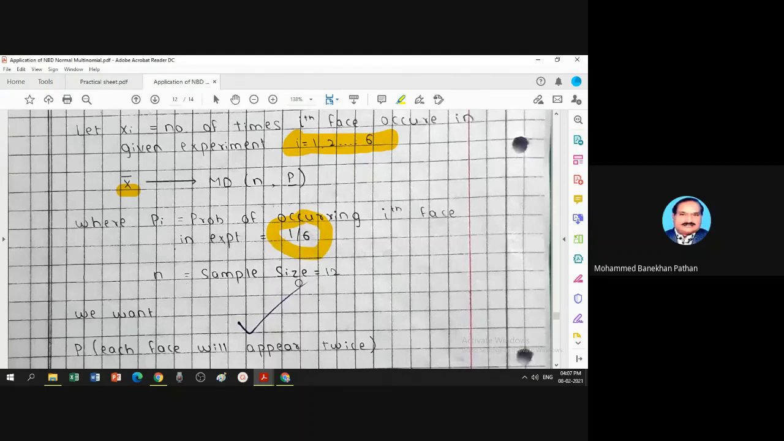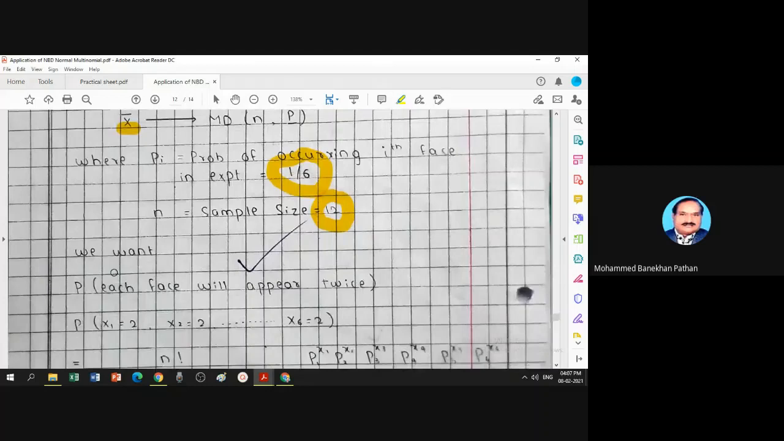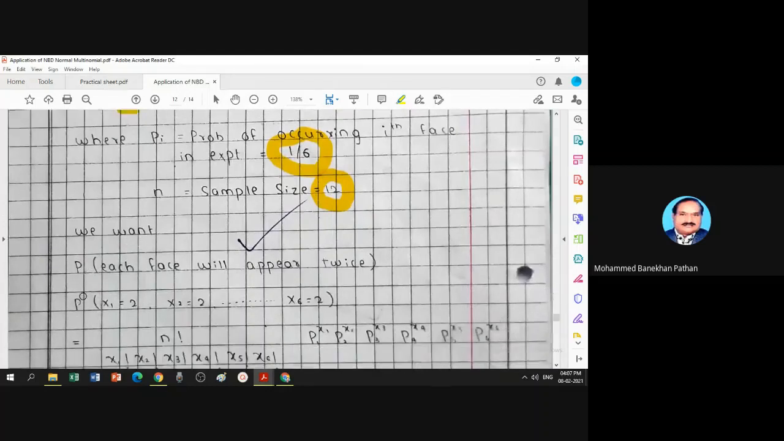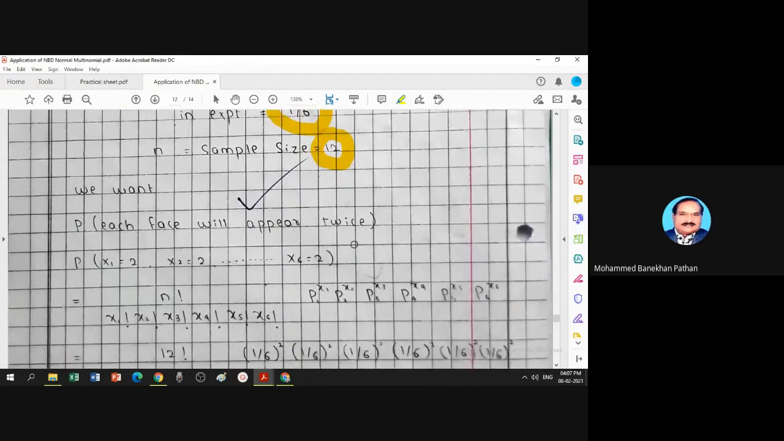N equals sample size. How much sample size? 12. From where does this 12 come? The question says you are throwing a die 12 times. You are rolling a die 12 times. That's why this 12 is nothing but your n, small n. We want the probability that each face will appear twice. What is the meaning? The meaning is the probability of x1 taking value 2.